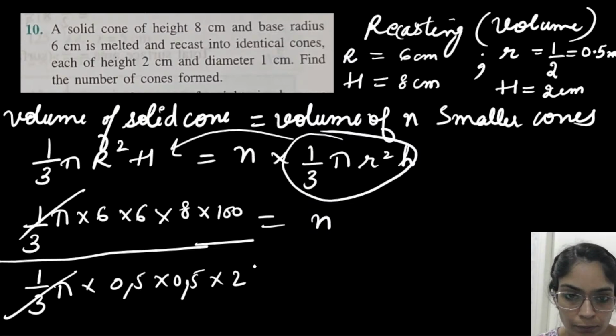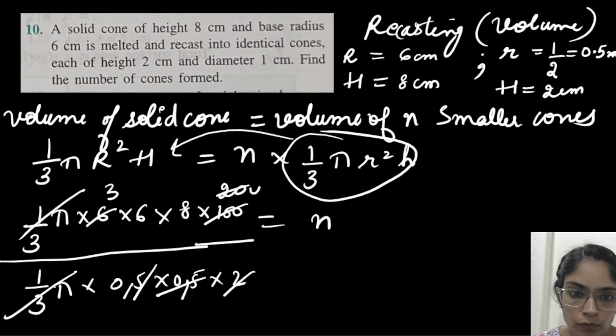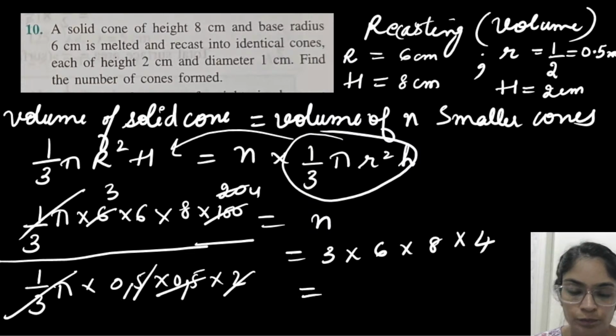You just have to remember. So 2 into 3, let's do cancellation. Then 5 into 20 is 100. Then again 5 into 4 is 20. So what I am left with now is 3 into 6 into 8 into 4. Three into 6 into 8 into 4, you can multiply.